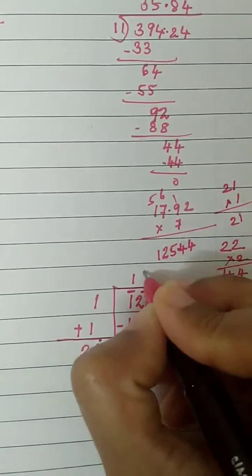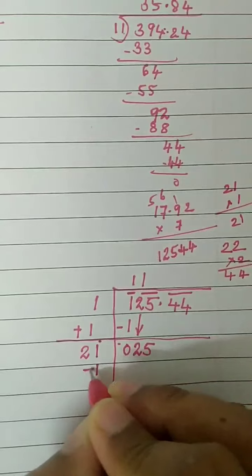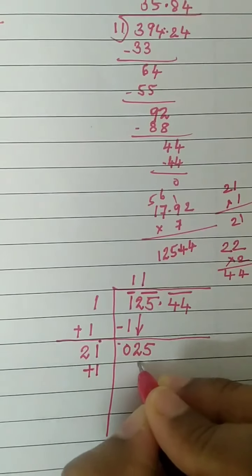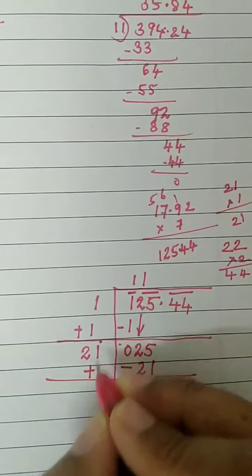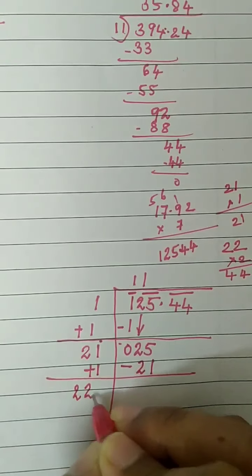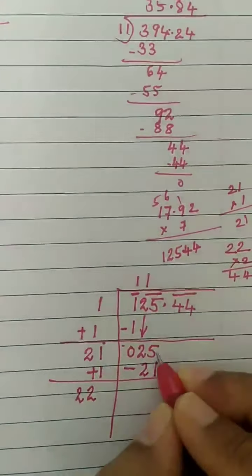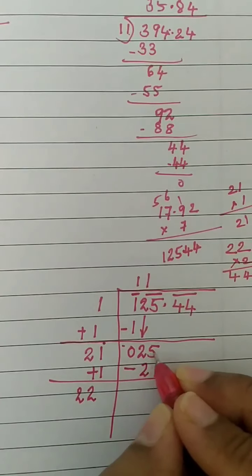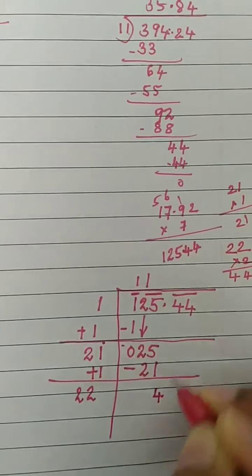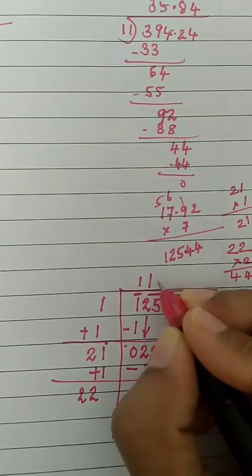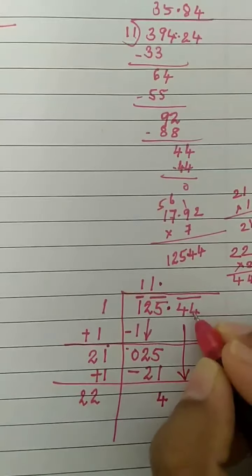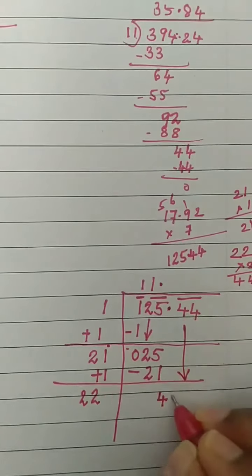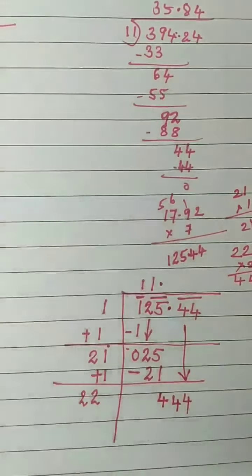1 here, 1 there, again 1. And 21 into 1, you got 21. That you will write here, minus. Now, this will be 22. Leave space here. Subtraction. 5 minus 1, 4. Now, next is decimal point. Put it up. And bring the next pair down. The pair full, that is 44 will come down.